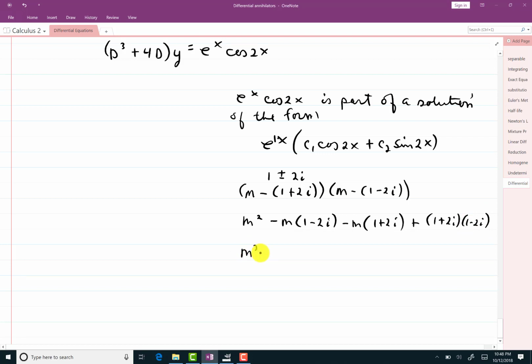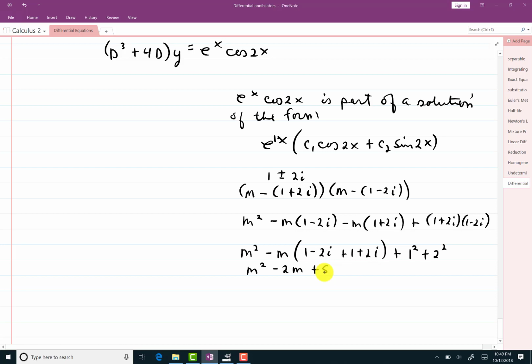I get m squared. Here, you can factor an m from these two terms, minus m in fact, and you'll be left with 1 minus 2i plus 1 plus 2i. You can see that wipes the i's out at least. And the last part, whenever you multiply a number by its conjugate, you always get something like this. And the i's cancel out of there as well. So it looks like m squared minus 2m plus 5.